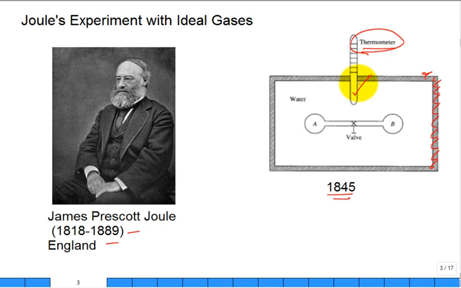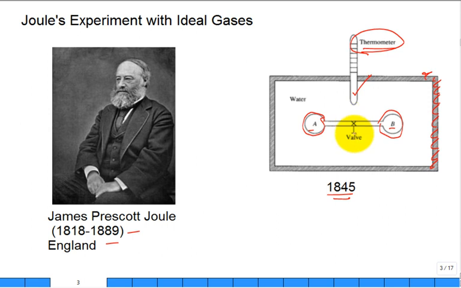It's nothing too tricky here. I'm not changing the volume. It's a well-insulated tank of water. Inside, he has a contraption that has two large volumes, volume A and volume B, and he has a valve that he can remotely open and close.